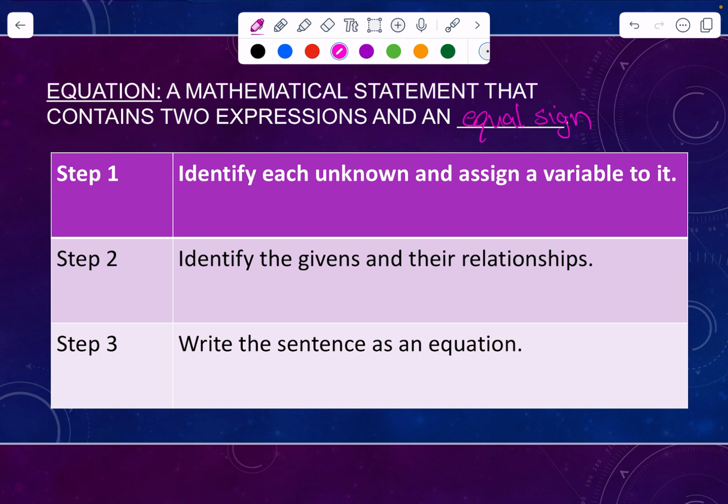Now, when we look at an equation, some things that will help us write a sentence or a story problem as an equation. The first thing we always want to do is identify what the unknown is and assign a variable to it. So what letter are we going to say equals the number of whatever? Step 2, identify the givens and their relationship. In other words, go through the problem, circle things, underline, highlight, or even off to the side, write what you know. Step 3, write the sentence as an equation. Put it back together how the sentence is saying it.